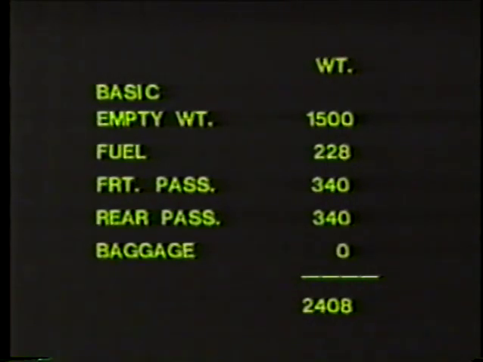So we begin by listing our items and their weights on our worksheet. It should look like this. Now total these weights to get 2,408 pounds. That's 42 pounds under the maximum gross takeoff weight of 2,450.